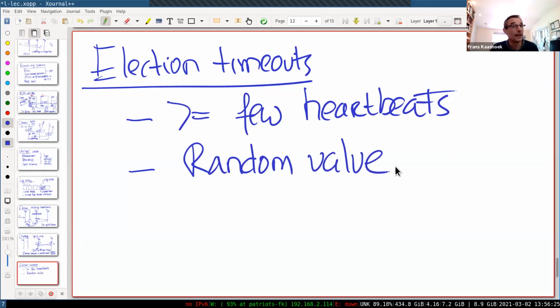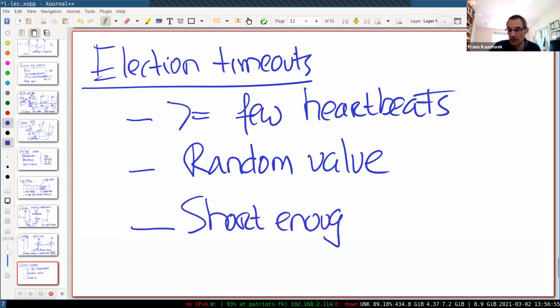On one hand, we want to make the random value as big as possible, right? Because if we make it big, then there's very little chance that we will run into a split vote problem. But on the other hand, if we do that, then the system may be down for a longer period of time. We might pick a big value for the election timeout, and that means downtime from the point of view of the clients. So we want to keep this short enough that the downtime is short.